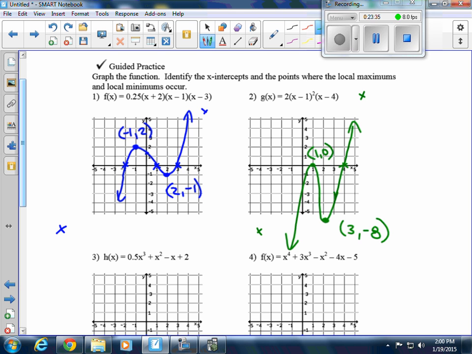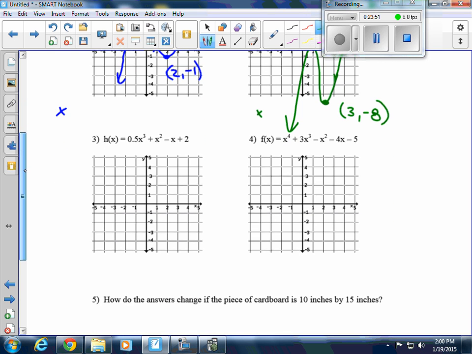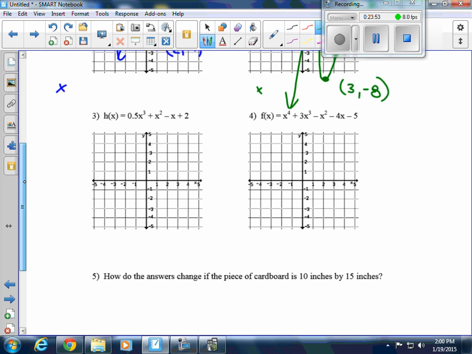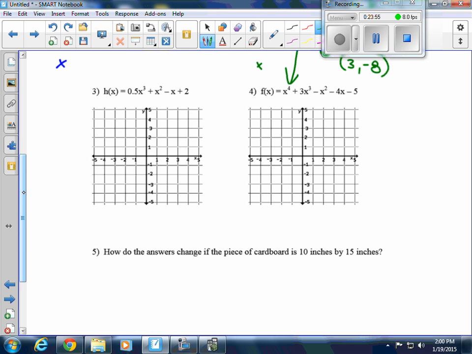Right. So what I would like you to do now is go ahead and do questions 3 and 4, plug them into your graphing calculator, and list all of those things that it says. As for the x-intercepts, it asks for the local maximums and the local minimums. So you can hit pause on the video and then hit play when you are ready.